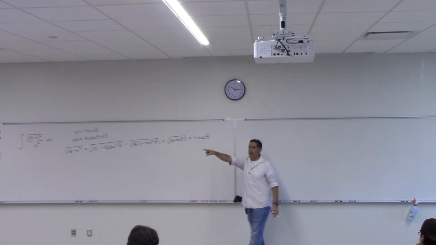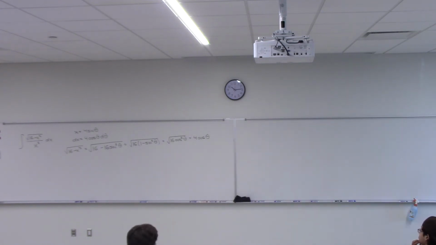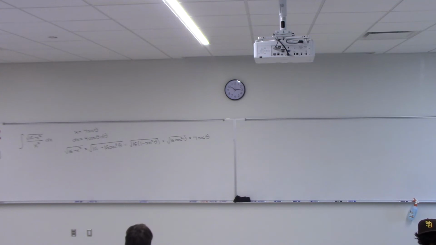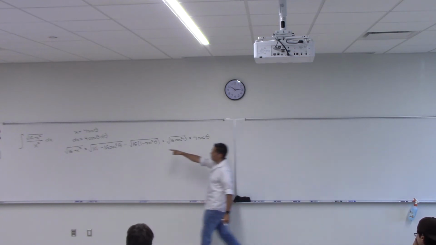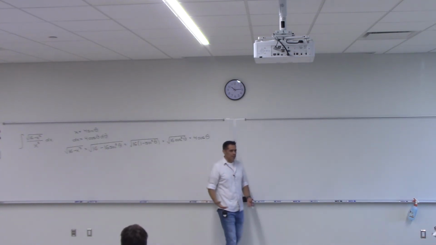So you're allowed to have that on your test, right? You're allowed to have that. That will tell you what trig sub to make. What it doesn't tell you is what the derivative is, right? It doesn't tell you this part, and it doesn't tell you this part. You have to derive that yourself.